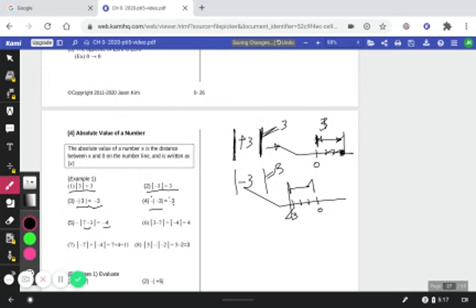Now, like number 6, the absolute value of 3 minus 7. Actually, 3 minus 7 turns into a negative, because you are taking a bigger number away from a smaller number, so you always end with a negative. That becomes negative 4. But you still have the absolute value. So the next step, the absolute value of negative 4, becomes 4. Okay.